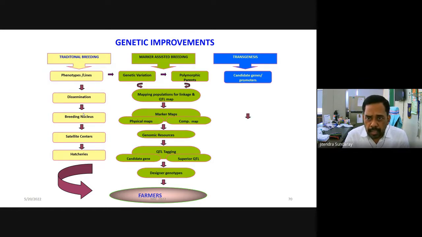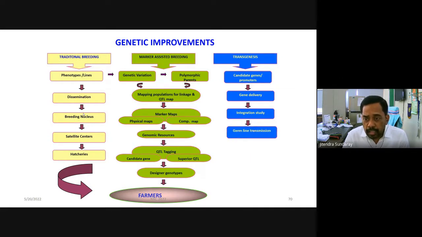And we will come to the transgenic candidate genes, promoters, like what AquaBounty salmon have done. You have a gene delivery mechanism, integration study. And once it is aligned, then germline transmission, you might be knowing how the surrogacy is being done. Then finally you get a variety of breed.